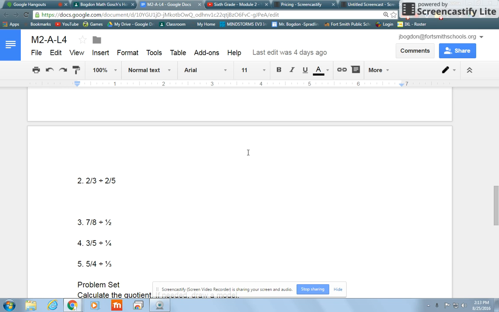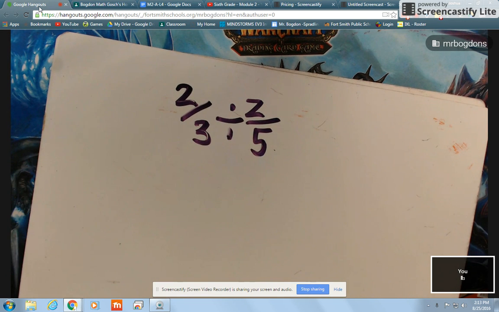Okay, so on your quiz, you're going to have a simple question that's just going to be a fraction divided by another fraction. You need to apply the strategies that we've been given so far. We know that anytime we have a fraction like 2/3 divided by 2/5, I don't have to divide. I can rewrite it as a multiplication expression.